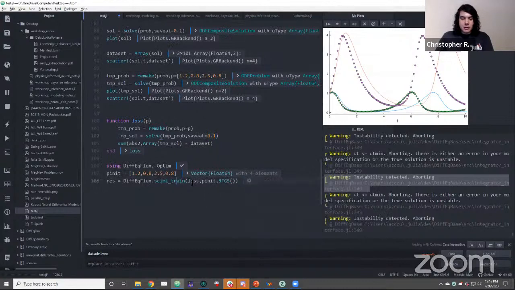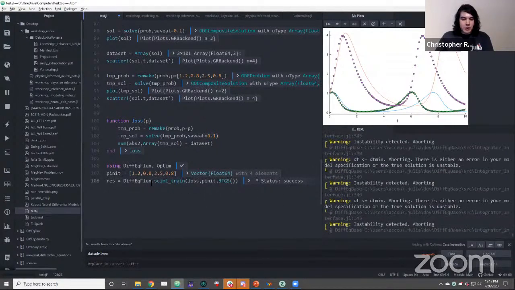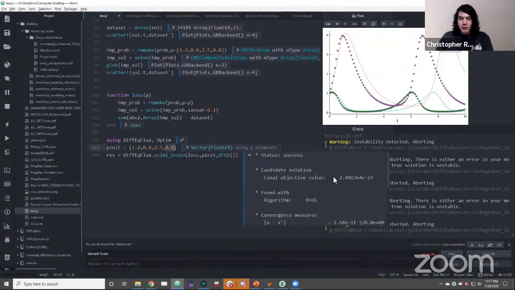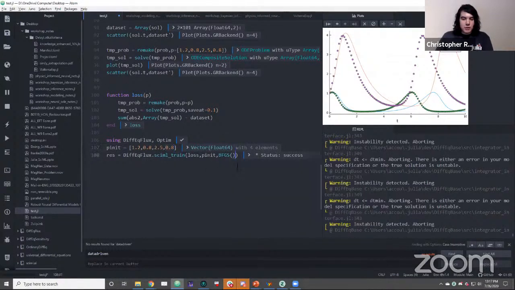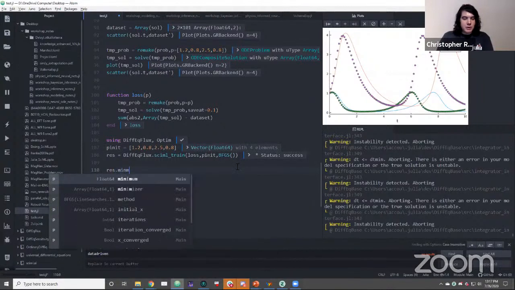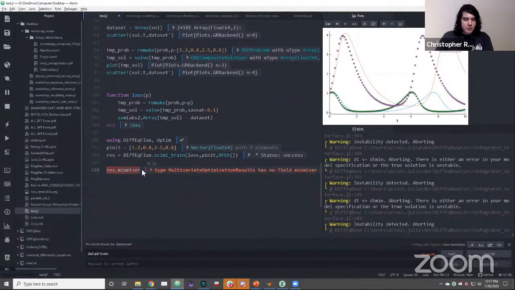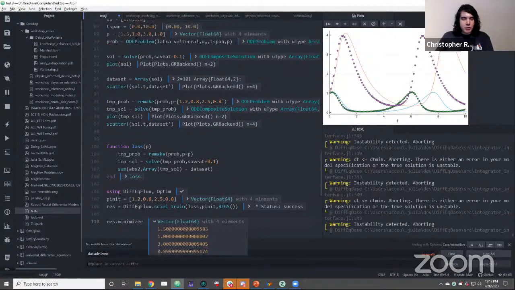And here it started from 1.2, 0.8, 2.5, and 0.8. It finds a final objective function value of essentially 0, where the final parameters, which you can take as res.minimizer, are 1.5, 1.0, 3.0, and 1.0. What were our original parameters? Our original parameters were 1.5, 1.0, 3.0, and 1.0, right?